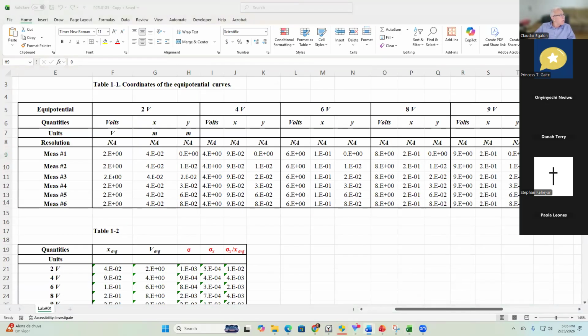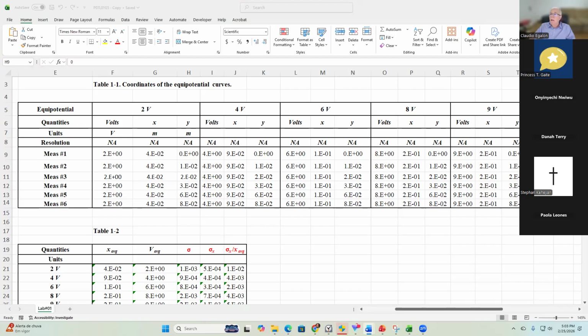Okay, so here you go. Let me get something here first. Okay. I will walk you through how to plot the equipotentials, okay?